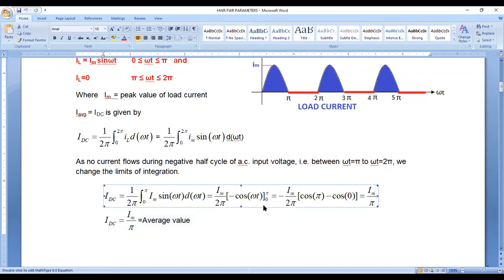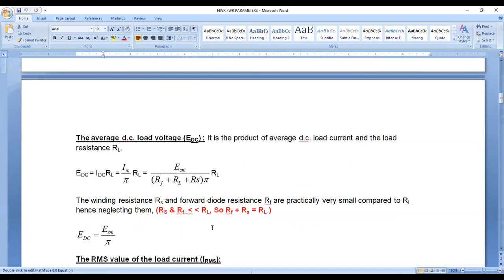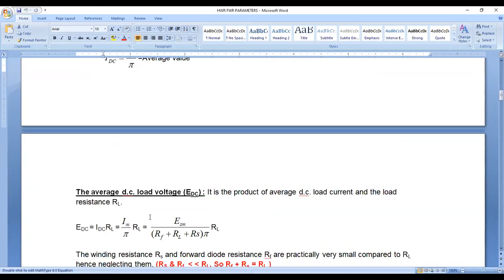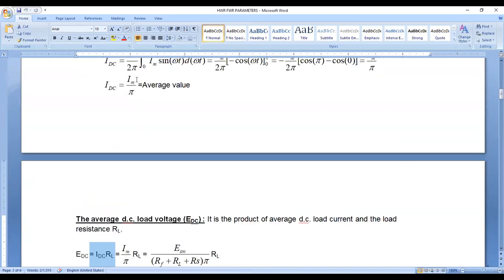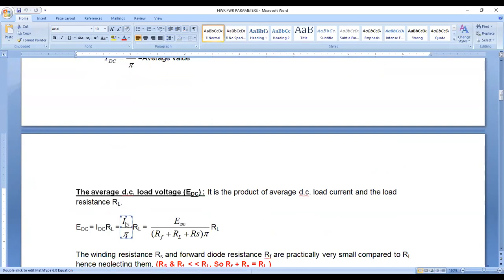Similarly, I want to determine the voltage. That was the current; now the voltage. What is the voltage equation? V is equal to I into R. The general equation is E is equal to I into RL. IDC we already solved: IDC is equal to Im by pi. I substitute here: Im by pi into RL. Now what is the value of Im? Im is given by ESM by RF plus RL plus RS.